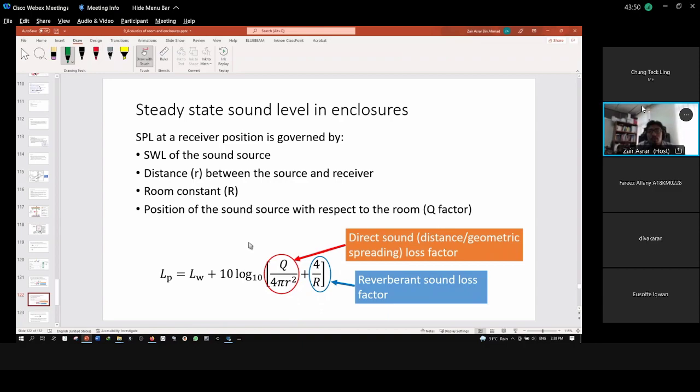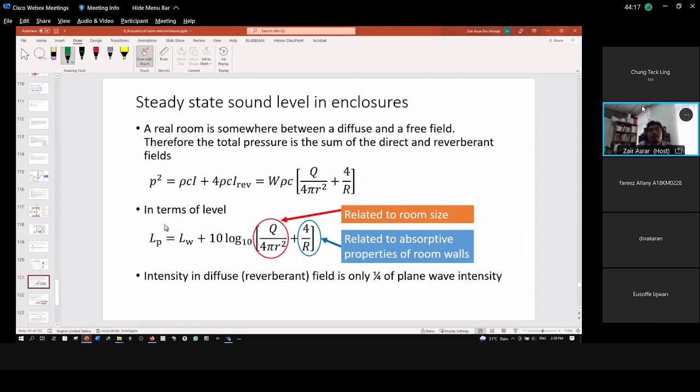It can be at the middle of the room, meaning free field. It can be at the surface of the room, one plane of reflection. It can be at the corner of the room, three planes, or at one side of the wall, so you have two planes for the Q. This is how we calculate the sound pressure level in an enclosure or in a room if we have both diffuse and free field sound pressure.